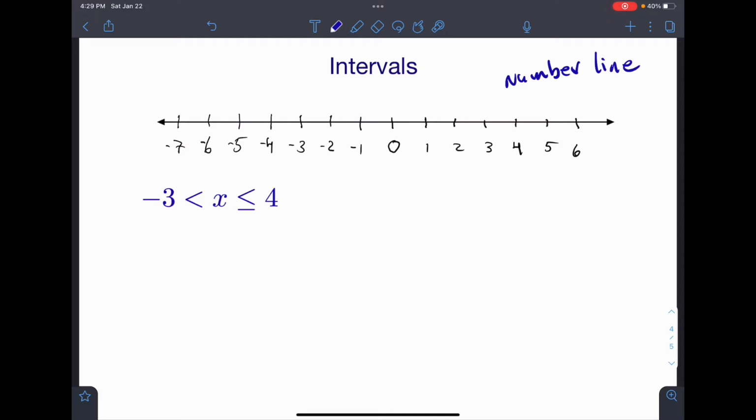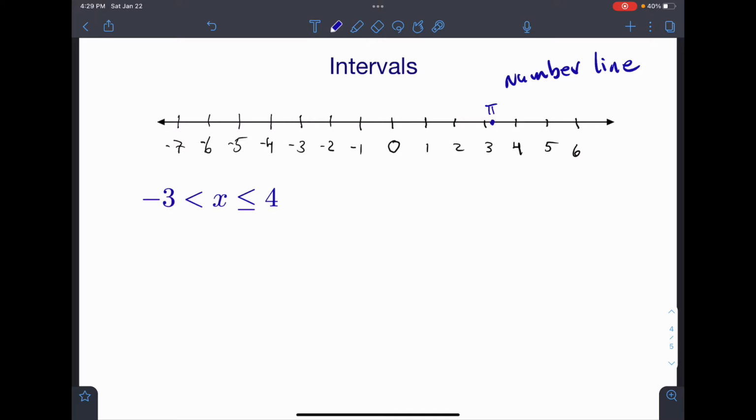So for instance, numbers increase to the right and they decrease as we go to the left. Okay? And every real number has a unique spot somewhere on this line. So for instance, pi, which is 3.14, is probably right around there. Okay? So this is our number line.